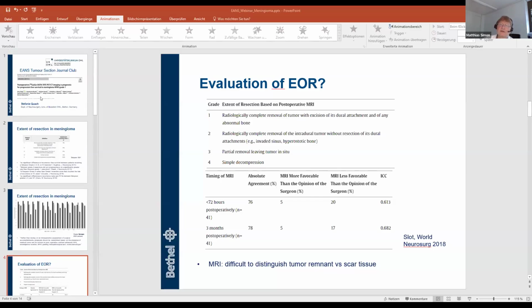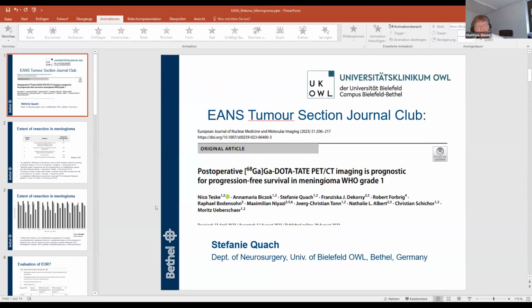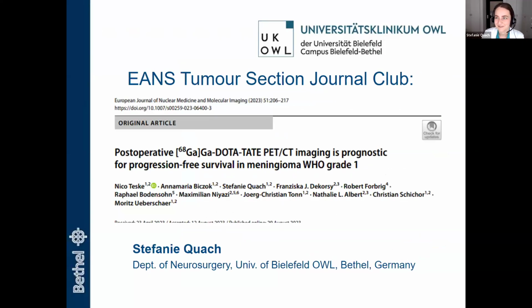Thank you again. I think the last speaker for today will be again Stephanie Croix, and now this is about meningiomas, so the third big group of oncological and neurooncological diseases. Please. Okay, thanks again. So last but not least, I'd like to discuss with you a neat analysis that my former colleagues from Munich, Dr. Teske and Dr. Überscher, did about postoperative dotatate PET-CT imaging for prognosis and progression-free survival in grade 1 meningioma.